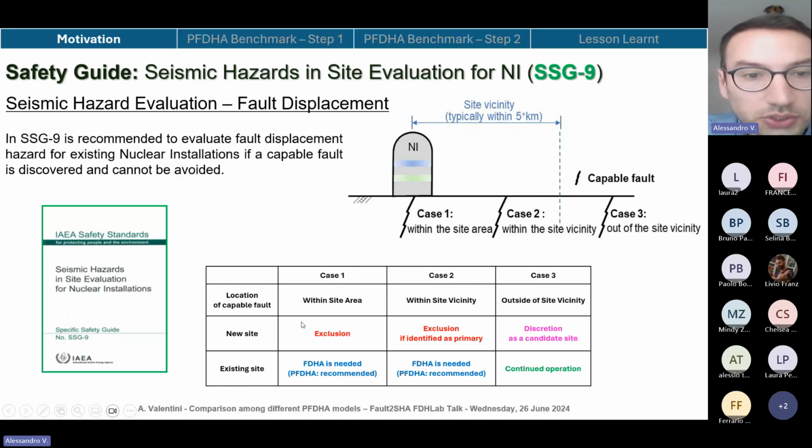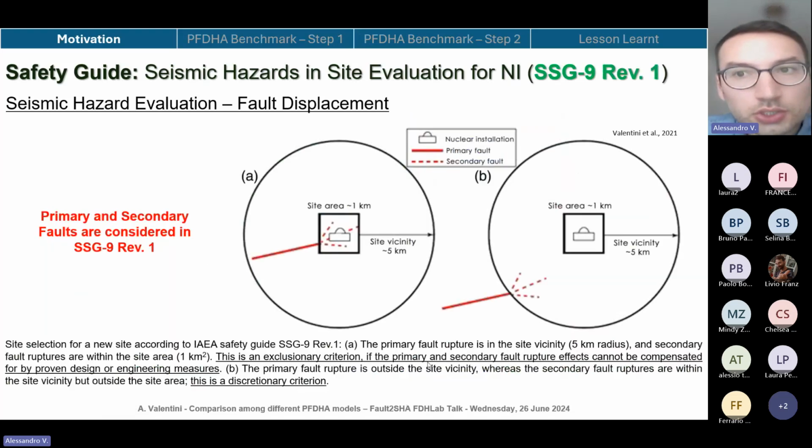Depending on the combination of these two cases, the presence of the capable fault is an exclusionary criterion, or it could be at the discretion of the regulatory body, or in some cases, when the site is already installed and the fault is discovered years after, fault displacement hazard is needed, and PFDHA, probabilistic fault displacement hazard analysis, is recommended. In addition, the revision of SSG-9 published a couple of years ago also makes a distinction between primary and secondary fault.